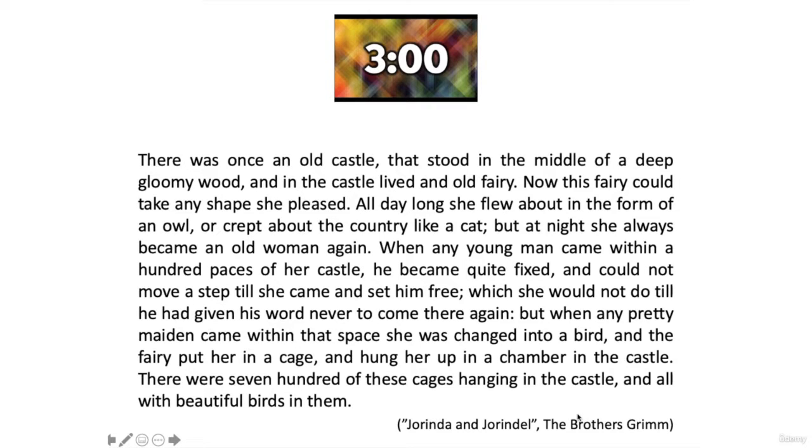All right, now it's your turn. You have 3 minutes to find and identify all the adjectives in this text. Are you ready? Let's go.